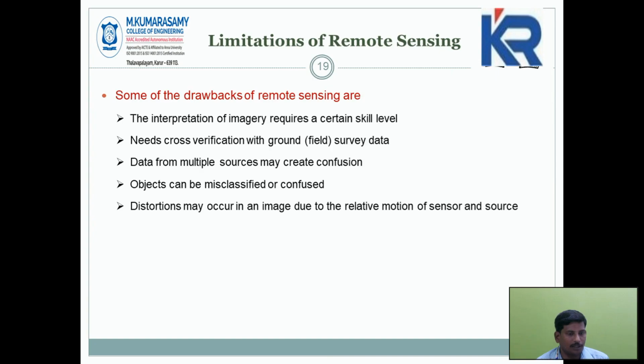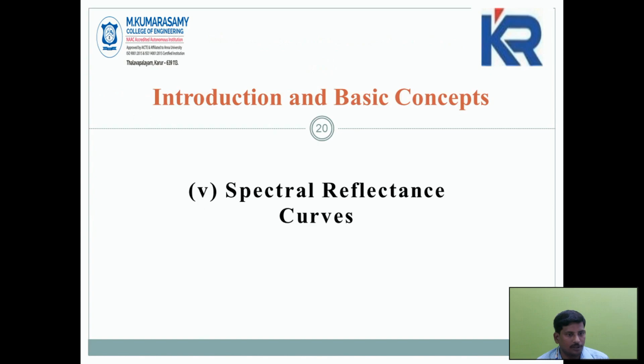Some of the drawbacks: the images require a certain skill level, so they need cross verification with the ground. Whatever data we collect with the help of remote sensing, it has to be checked whether it matches the field ground level. Data from multiple sources may create confusion, and objects can be misclassified or confused. Distortion may also occur in an image due to the relative motion of sensors and sources.